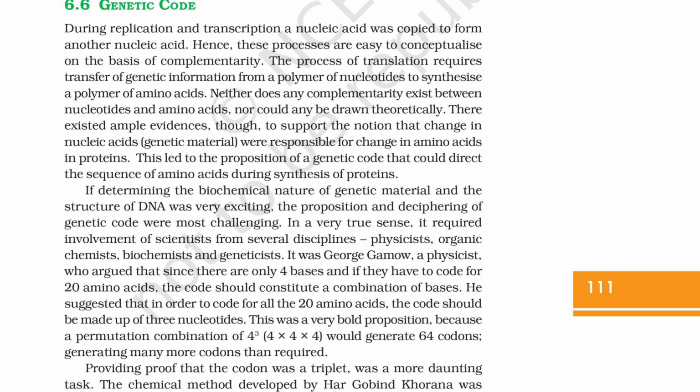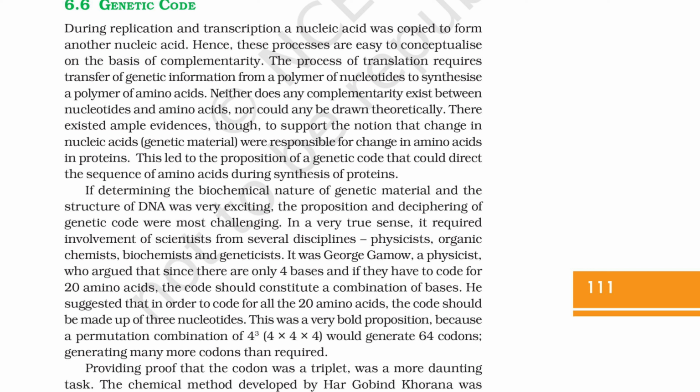It was George Gamow, a physicist, who argued that since there are only 4 bases and if they have to code for 20 amino acids, the code should constitute a combination of bases. He suggested that in order to code for all the 20 amino acids, the code should be made up of 3 nucleotides. This was a very bold proposition, because a permutation combination of 4 to the power 3, 4 into 4 into 4, would generate 64 codons, generating many more codons than required. Providing proof that the codon was a triplet was a more daunting task.